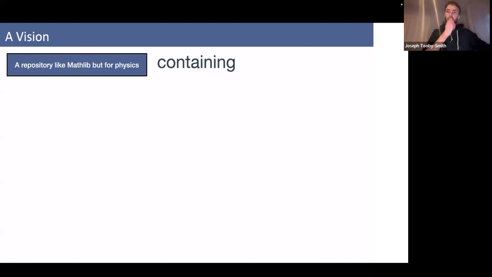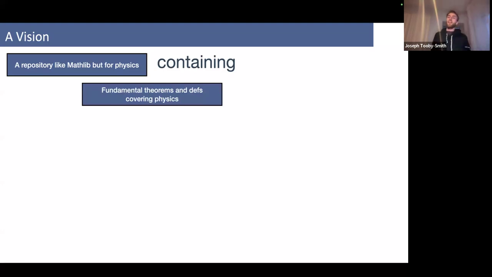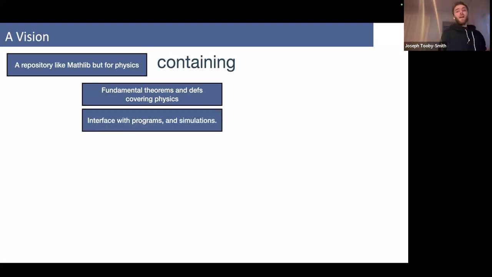And this repository should contain a number of things. In the same way that MathLib contains fundamental theorems and definitions for mathematics, this repository should contain fundamental theorems and definitions covering physics. So not after a specific target, like for example the Fermat theorem project, but more like a monolithic library covering a range of different areas in physics where you can use theorems and definitions from different areas. But furthermore, it should allow a way to interface with programs and simulations.